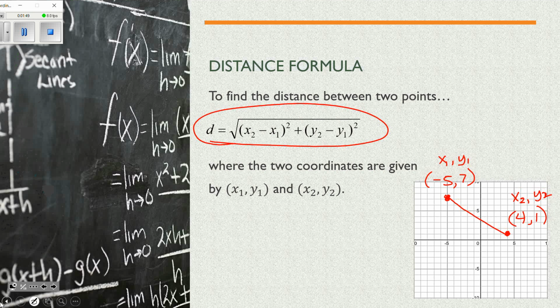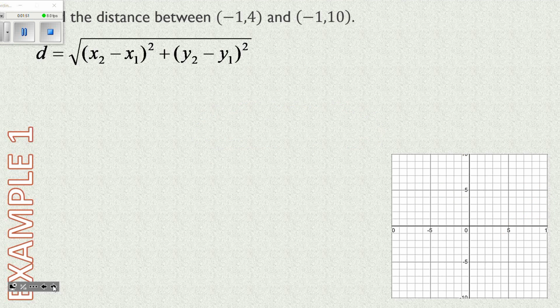All right, so let's do some example problems together. So if I want to find the distance between the points -1, 4 and -1, 10, first I would identify which I'm going to call point 1 and which point 2. So let me call this one point 1. So that's x1, y1, and I'll call this one point 2. So that makes this x2, y2. If I were to just plot these points real fast, this is the point -1, 4. So this is point 1, and then -1, 10 is up here. This is point 2, right?